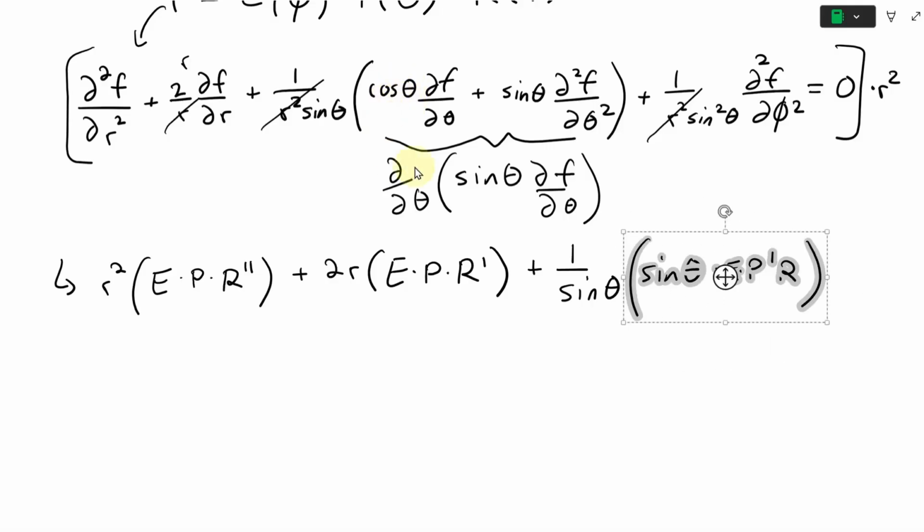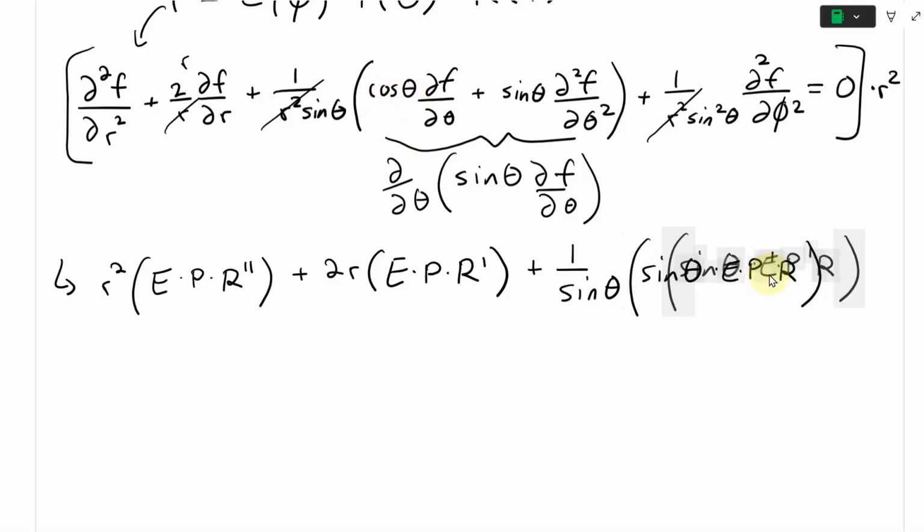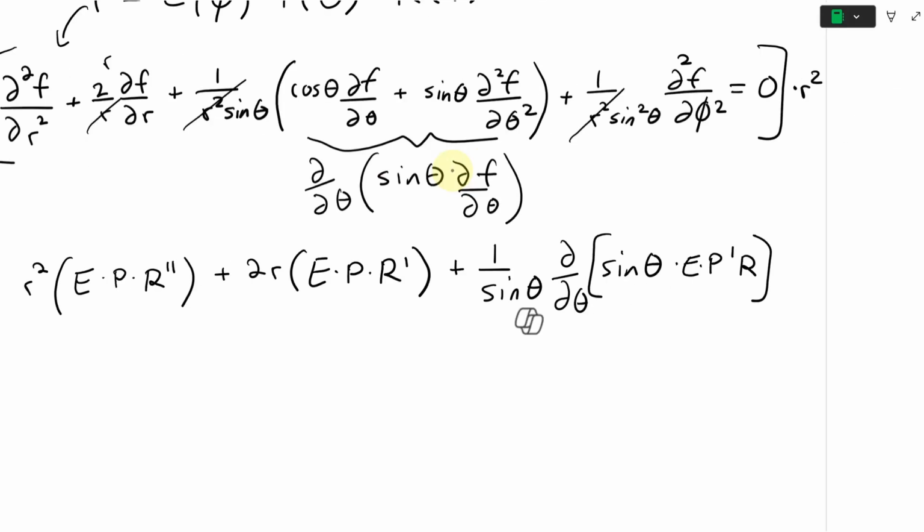So this one, I'll move it over here, and I'll put a square bracket because we need to include this part right here. That's going to be partial over partial theta of this. Actually, we don't need a square bracket, but we'll just keep it like that. So that's what that is.